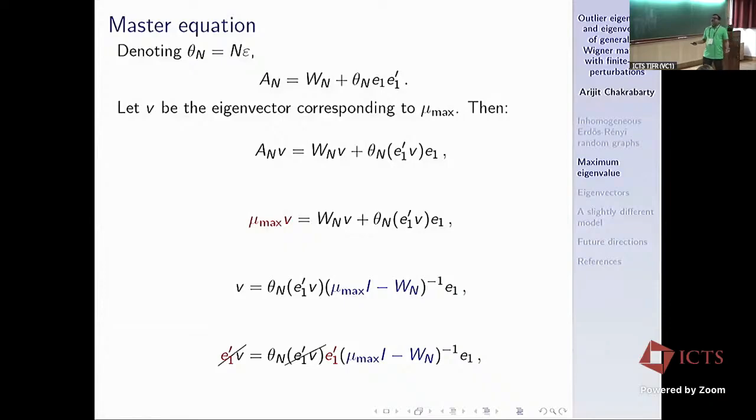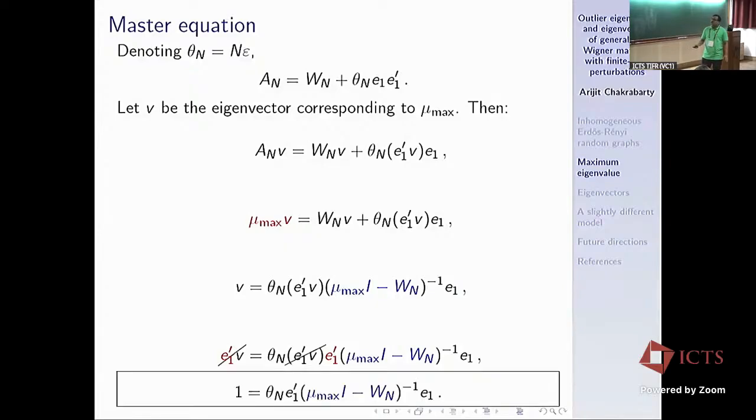Once again, E1 prime V is non-zero with very high probability, simply because just like the largest eigenvalue is determined by the largest eigenvalue of F, the largest eigenvector V is aligned with E1 up to a sign with very high probability. In particular, it's non-zero with very high probability, and hence we can cancel it from both sides. So what we get is 1 equals theta n E1 prime (mu max times identity minus Wn) inverse E1. Okay, so let's continue from this one in the next slide.